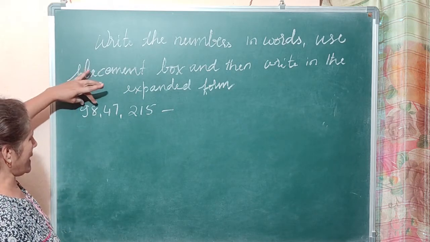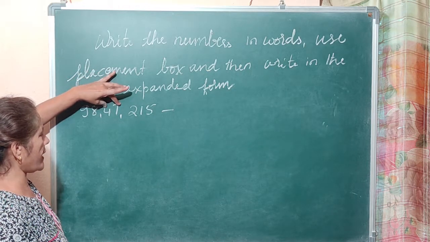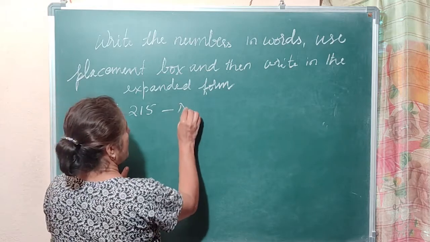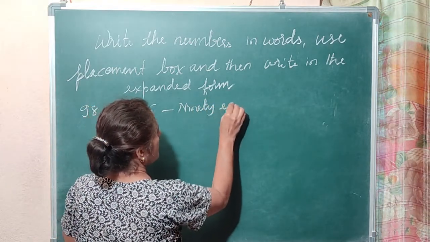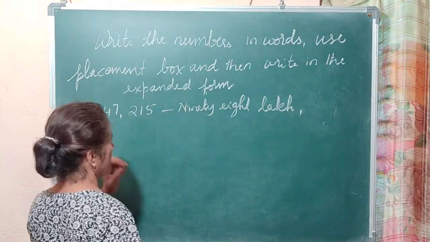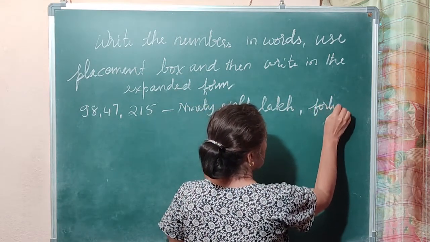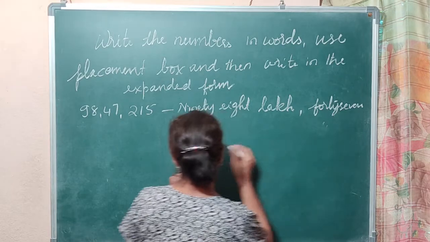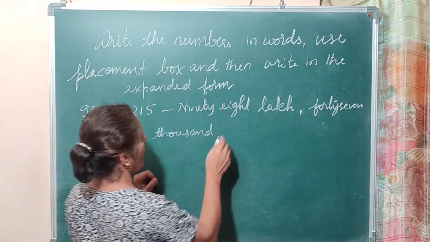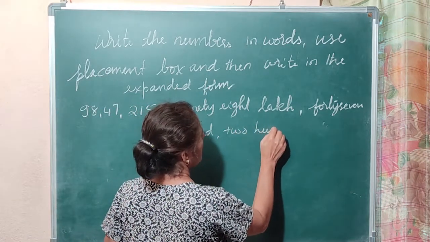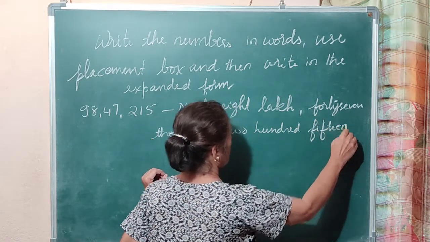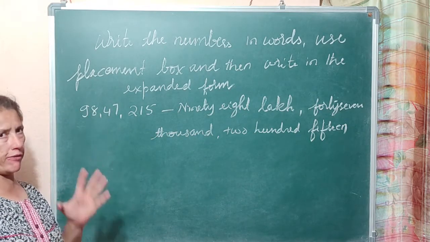So how do you read? 98 lakhs, 47,215. That is what we have to write down in words. 98 lakhs, then 47,000, 215. This is in words we wrote. This we put the comma, we wrote in words.